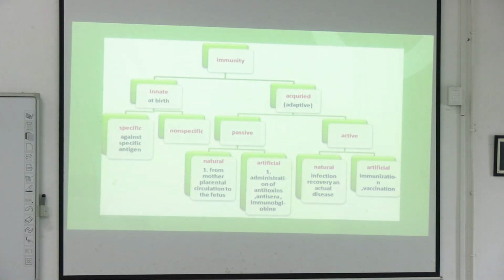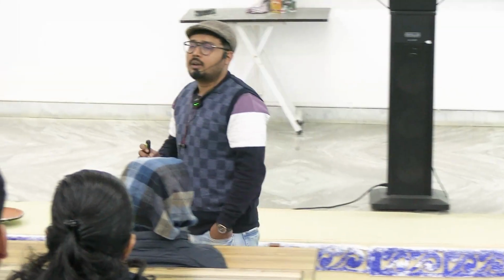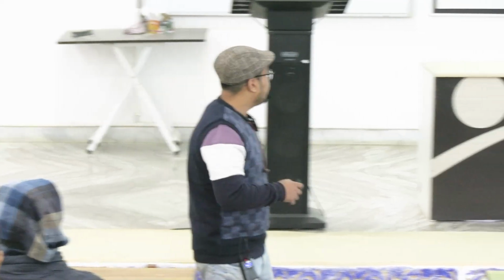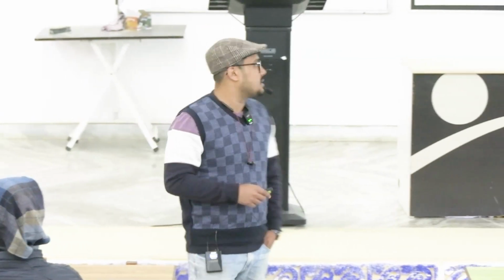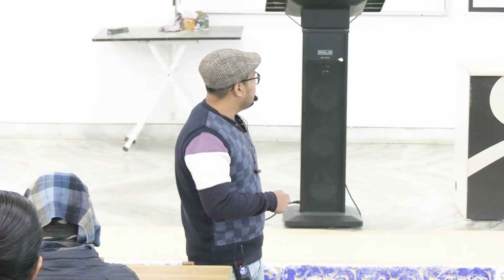Acquired immunity is again subclassified into active immunity and passive immunity. What is the basic difference between active immunity and passive immunity? Active immunity involves cells. The cytotoxic T cell and helper T cell are actively recruited for this kind of immunity, that is cell-mediated immunity. And passive immunity, or humoral immunity, is chiefly attributed to the immunoglobulins secreted by the plasma cells.